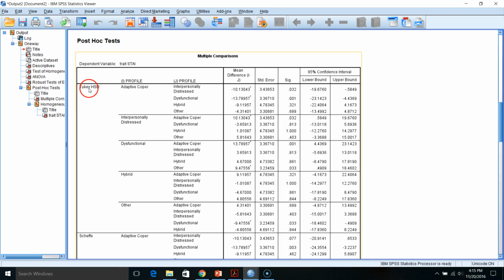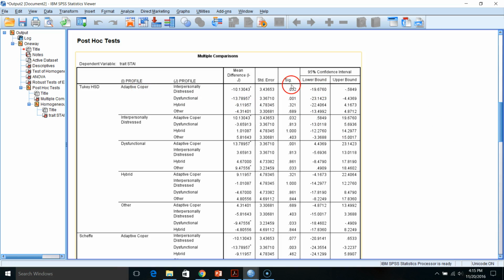Again, this is your Tukey HSD. What you're doing here is looking at the statistical significance of each one of these groups, adjusting for a total of r equals 5, all 5 means. So all of these tests are being compared at the maximum r level on Tukey. Here we can see that our adaptive copers are scoring lower on trait anxiety than our interpersonally distressed and our dysfunctional groups after controlling for multiple comparisons with this Tukey procedure. We're not seeing a difference between our hybrid and other groups and our adaptive copers.